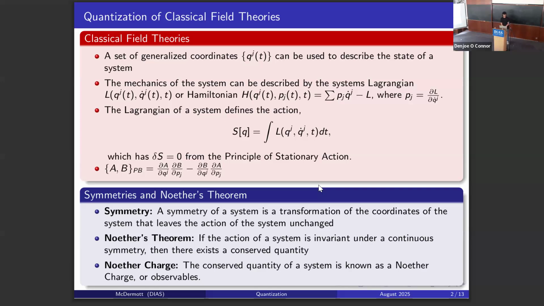So in classical field theories, some systems will have a symmetry, which is a transformation of the coordinates or of the time that leaves the action of the system unchanged. And from these symmetries, we get Noether's theorem, which says that if the action of a system is invariant under a continuous symmetry, then there must be some conserved quantity. And these conserved quantities are known as Noether charges or observables, which can be something like energy or charge or angular momentum.